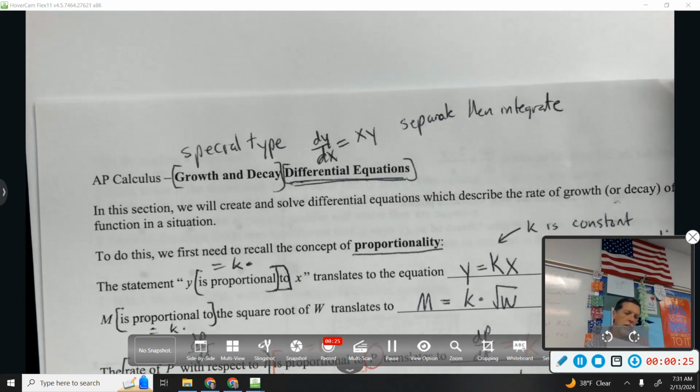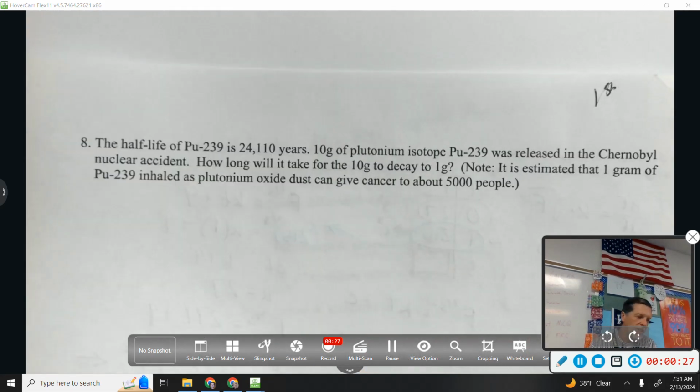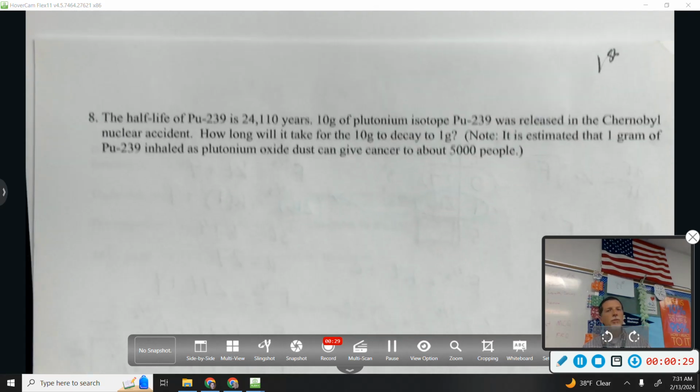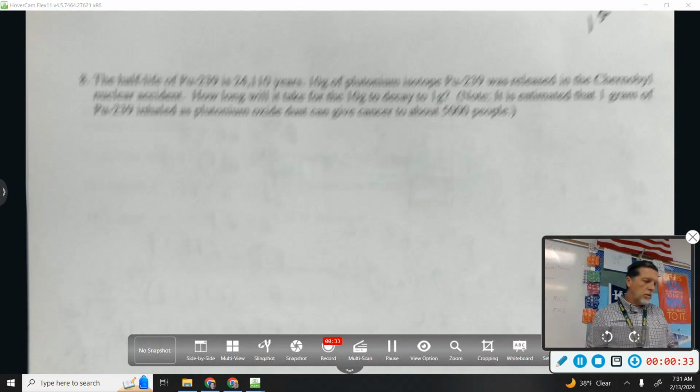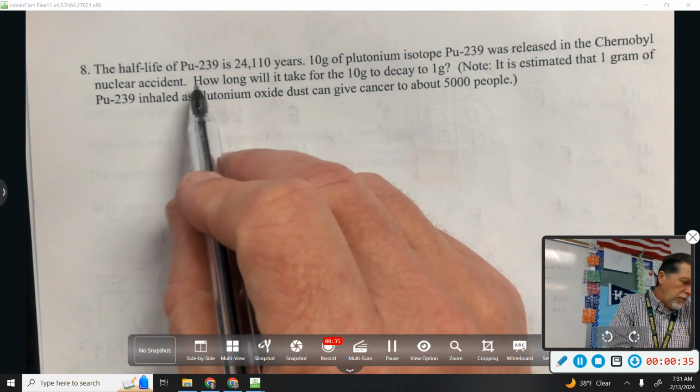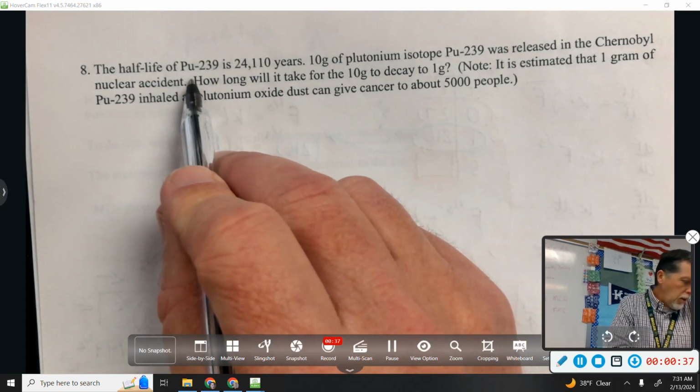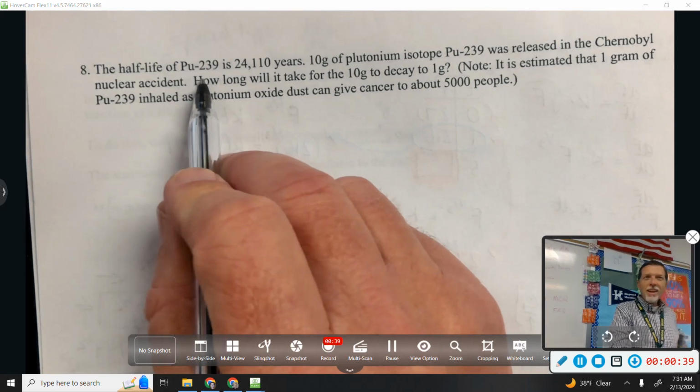Yesterday we did 1 through 7. Today we'll just do 8 and 9, and then we'll do a couple off of the actual worksheet. So number 8, the half-life of Pu. Was that polonium maybe?